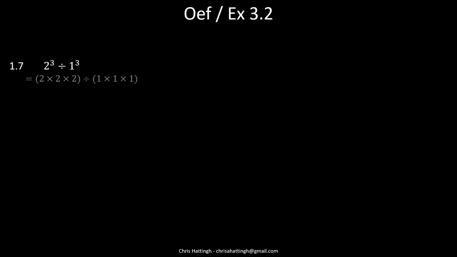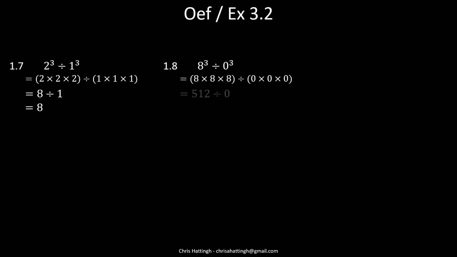Number 7, 2 times 2 times 2 divided by 1 times 1 times 1 is 8 divided by 1. That gives you 8. Number 8, 8 times 8 times 8 divided by 0 times 0 times 0 is 512 divided by 0. You know that you can't divide by 0, so it is undefined.